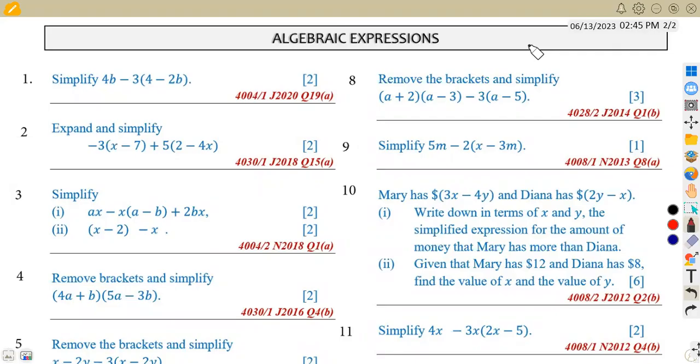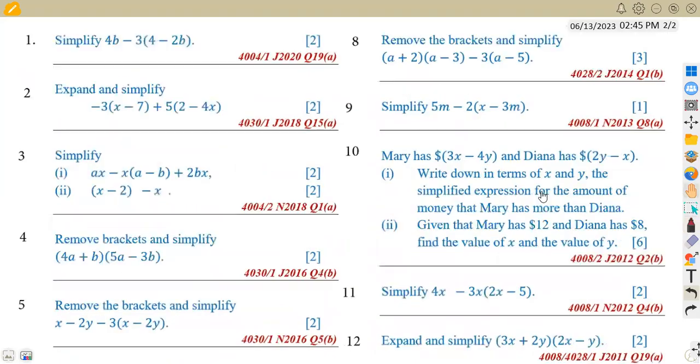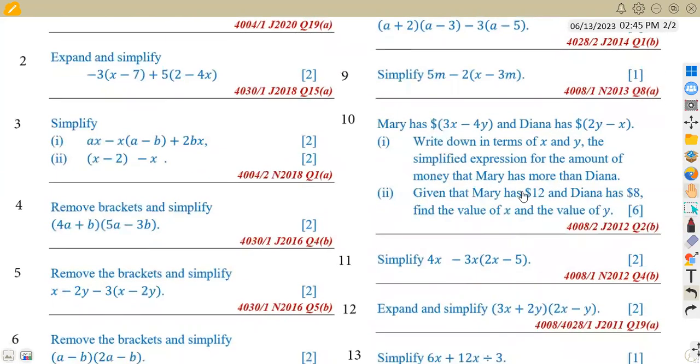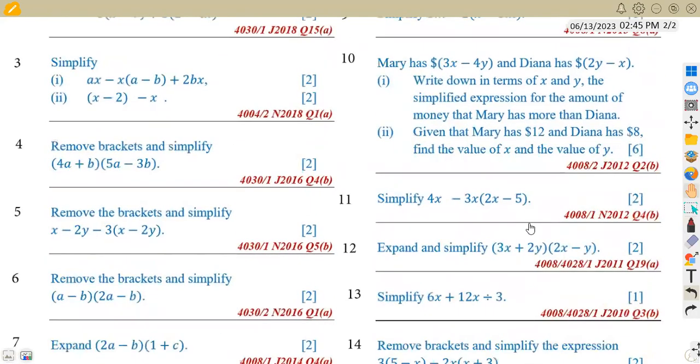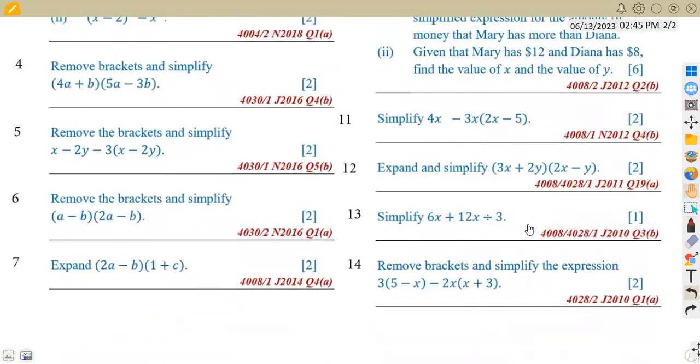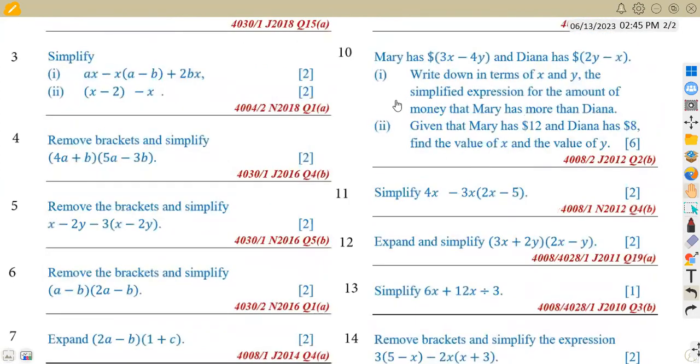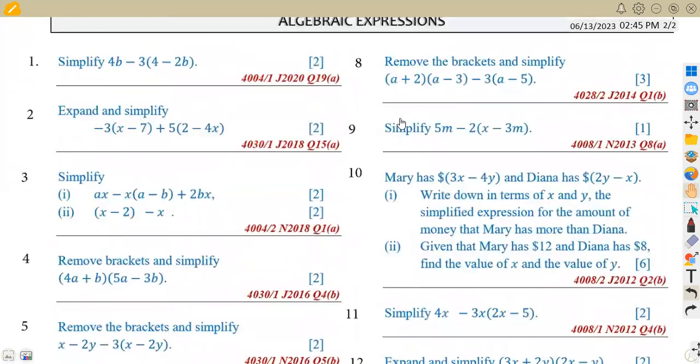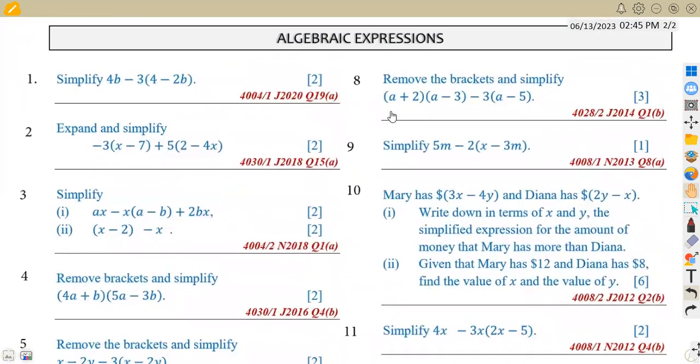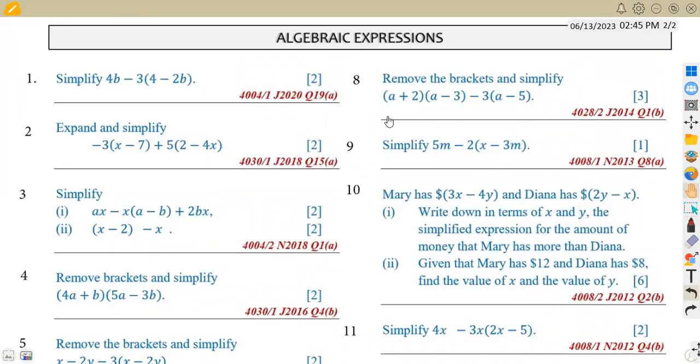Still working on O-level mathematics. In this part, we are going to be focusing on algebraic expressions. This is a combination of past exam papers on the algebraic concept, working with factorization and expansion, mostly expansion of brackets, like the way that I see here. We have questions under factorization, which we are not going to be focusing on. It's the expansion of brackets that we are going to be working on.